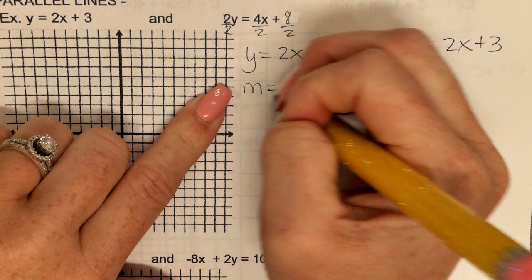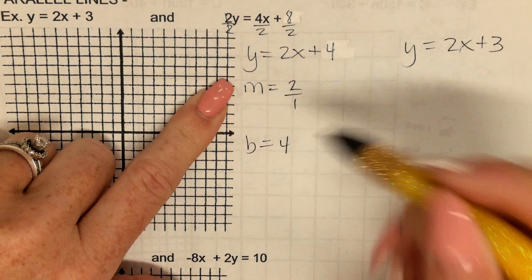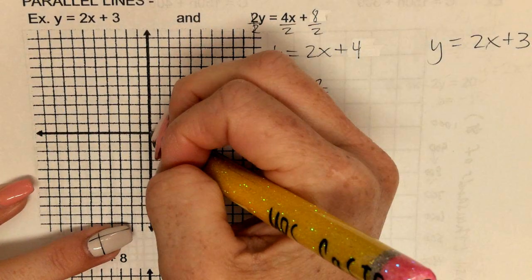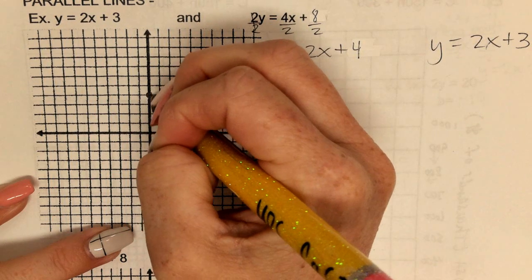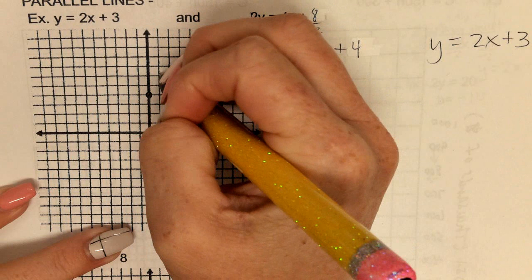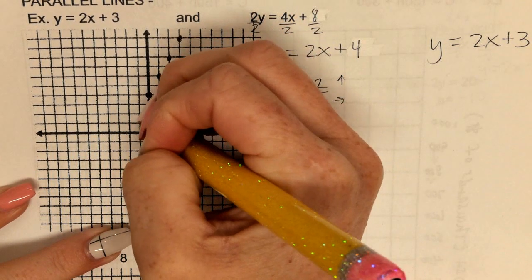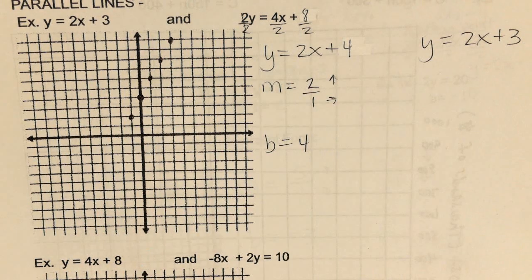Here, my slope is 2 over 1, and my y-intercept is 4. So I'm going to graph this one first by starting at the 4. I'm going to go up 2 and right 1, or down 2 and left 1. And I'm going to put a line through it.